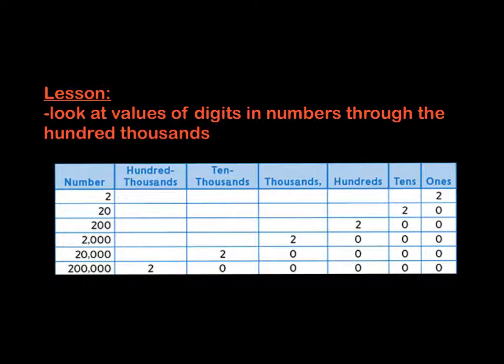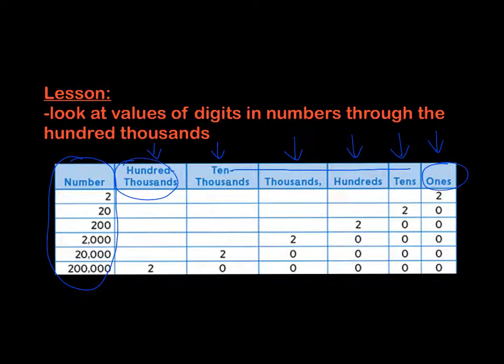So the focus of our lesson today is to be able to look at the values of digits in numbers through the hundred thousands. When you look at my chart here on the screen, we have numbers listed on the left, and we have our place value spots in each of these columns. You can see, beginning at the far right with the ones and traveling all the way to the left, we have the hundred thousands. Now, if you take a look at the digit 2 in each one of those rows, notice how the value of that 2 changes.